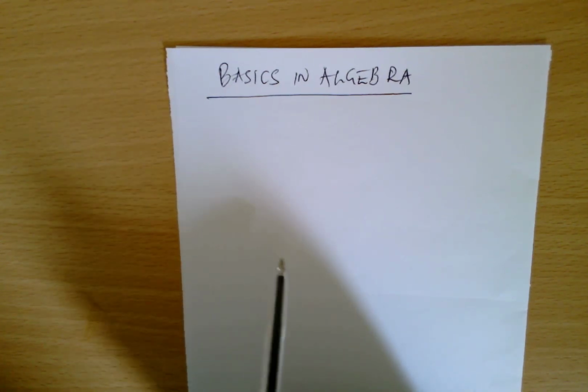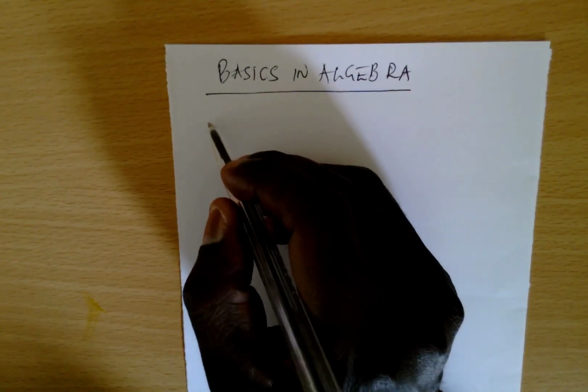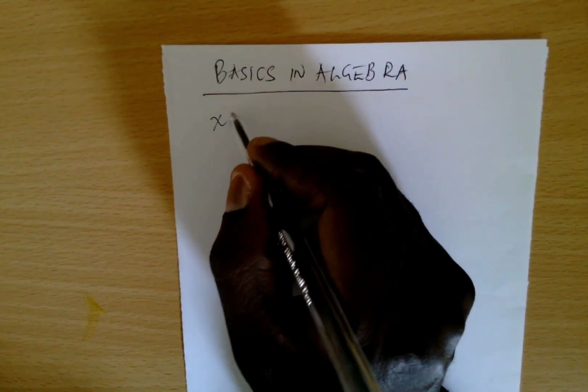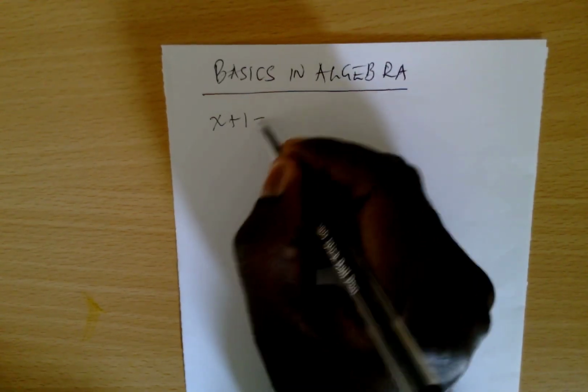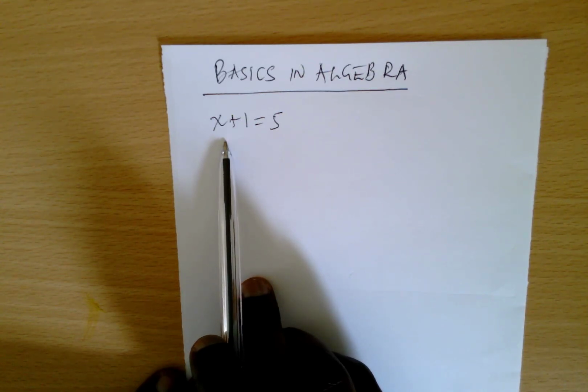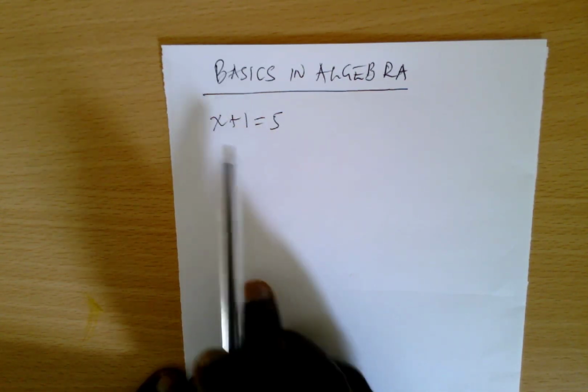We're going to be going through some basics in algebra to start with. So I will start with very simple equations, one-step equations. We have x plus 1 is equal to 5. To solve this equation, the method I prefer is whatever you do to the left, you do to the right. This is actually so simple.